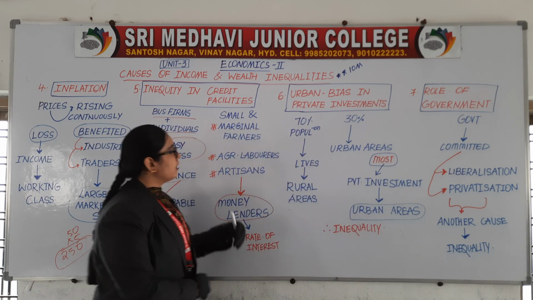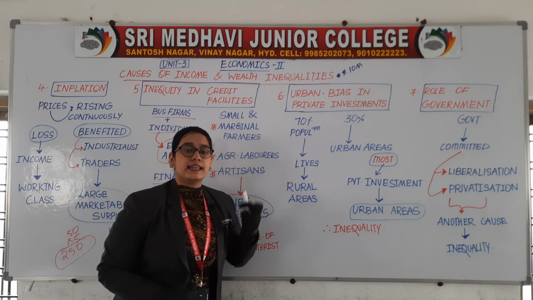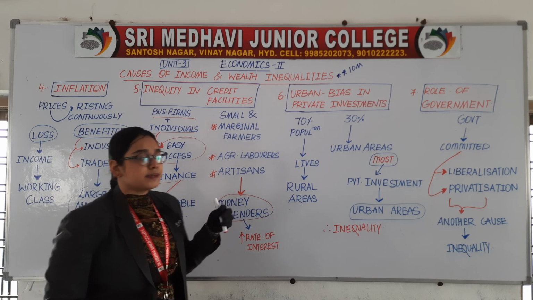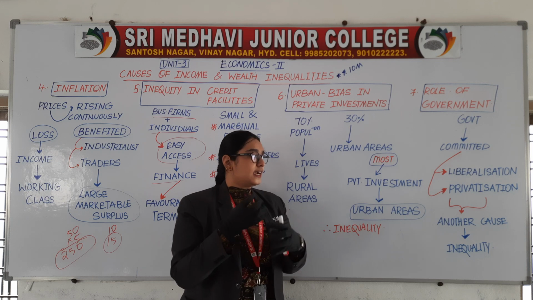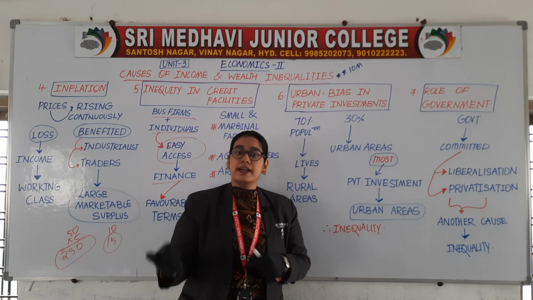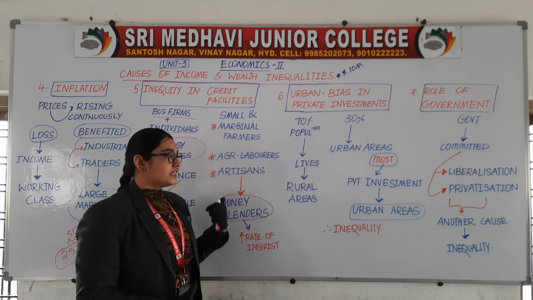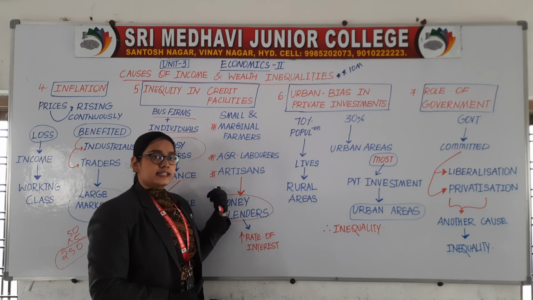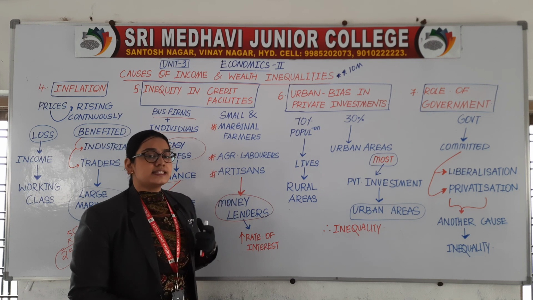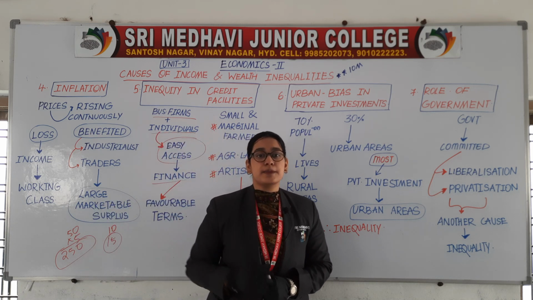Whereas if we talk about small and marginal farmers, agricultural laborers, and artisans, who are these people? Artisans means a skilled trade which requires handmade efforts. Commodities will not be made by machines, instead they will be made by hand. So people who are engaged in this activity are artisans. Alright. So marginal farmers, agricultural laborers and artisans won't get money from financial institutions because they are very poor.